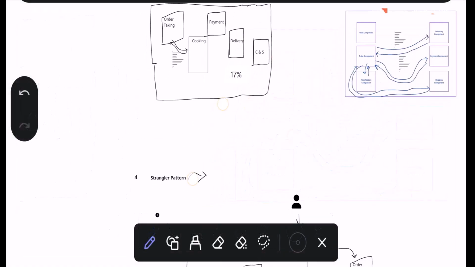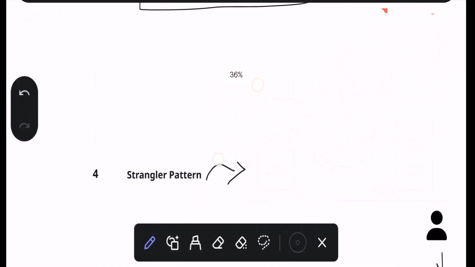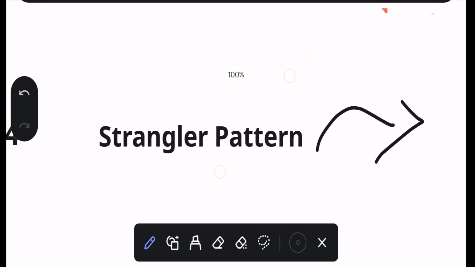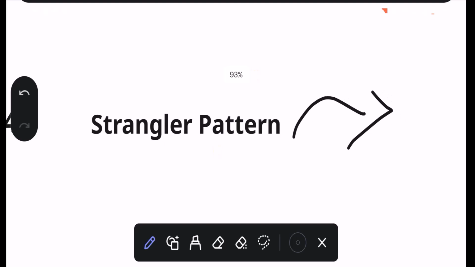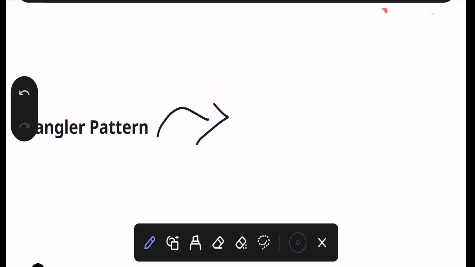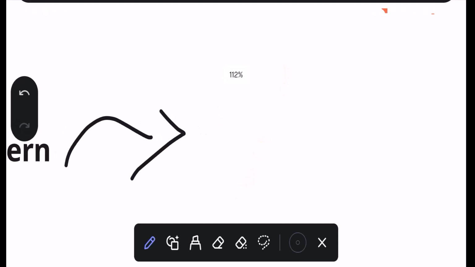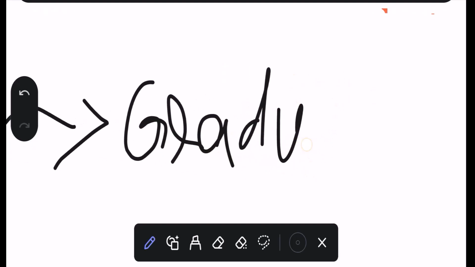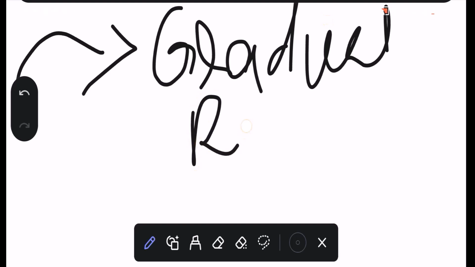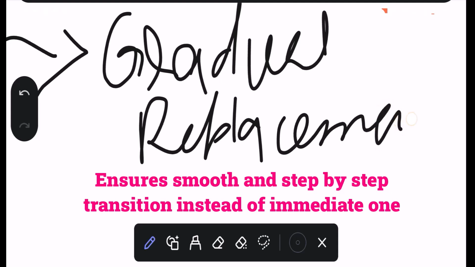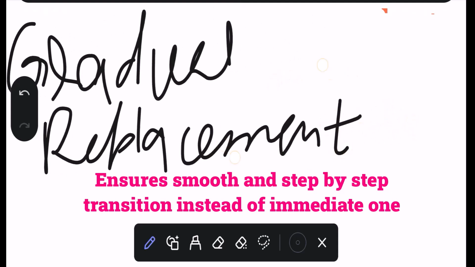The fourth step of transitioning from monolithic to microservices architecture is the strangler pattern. The strangler pattern says that instead of making a single migration from monolith to microservice architecture, we have a gradual replacement, so that our transition becomes smooth instead of immediate.